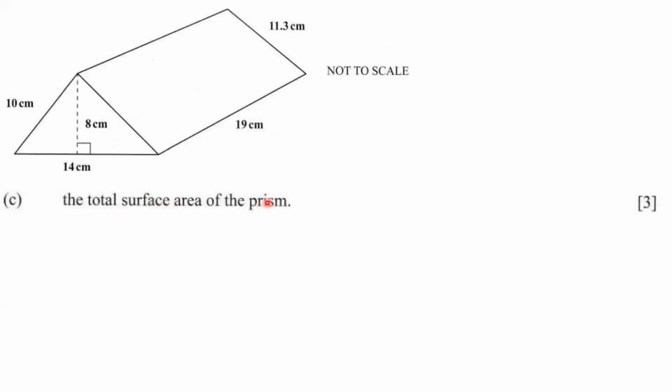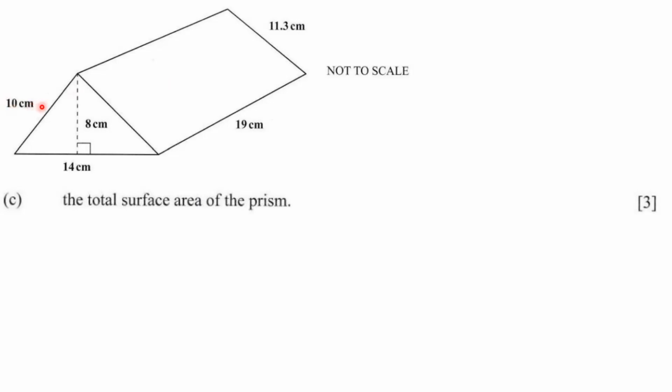Now, in order to figure out the total surface area of the prism, we have to figure out the area of each of the two-dimensional shapes that make up this three-dimensional prism, right? So we have to find the area of each of those two-dimensional shapes that make up this three-dimensional figure, and then add them all up.